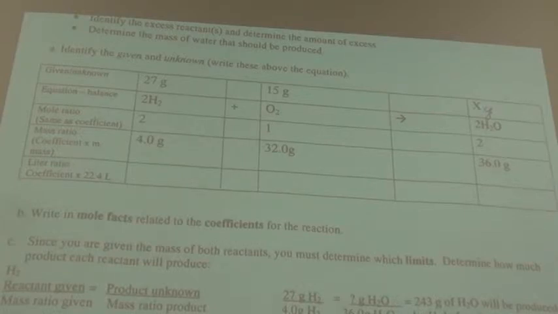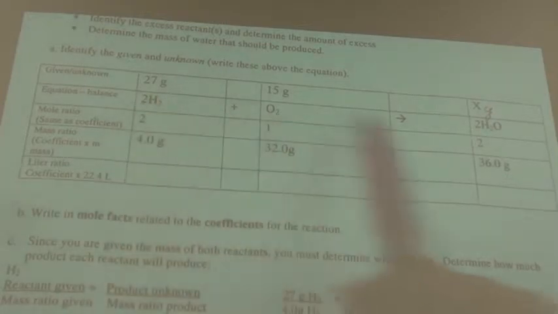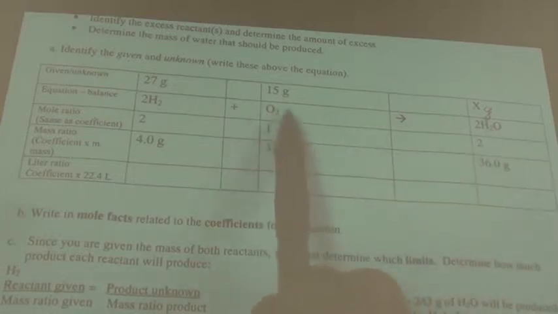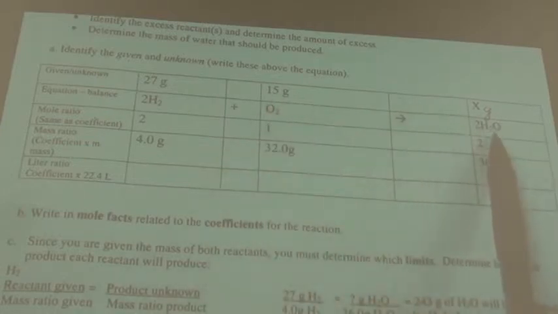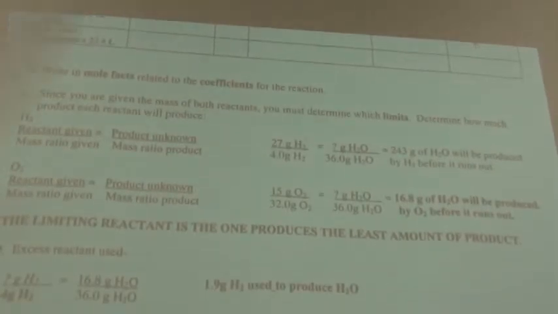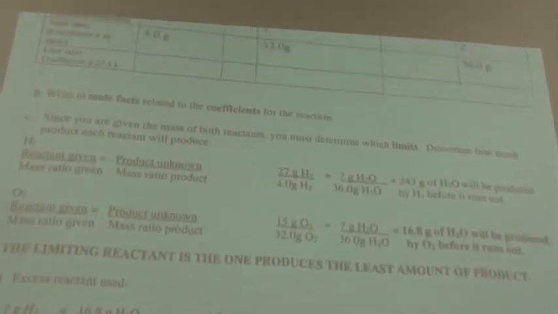Then we just set up a set of ratios. So the first thing I'm going to do is this. I'm going to test the hydrogen gas and see how much water it should produce. Then I'm going to test the oxygen gas and see how much water it should produce. The one that produces the least amount of product is the limiting reactant. So to do that, I'm using the values from my chart.